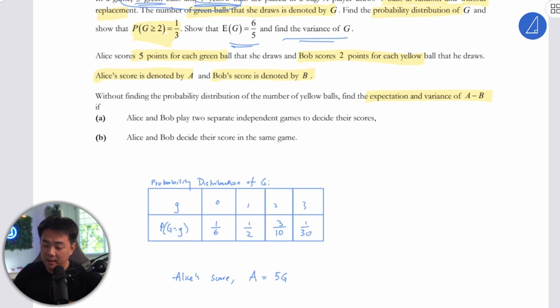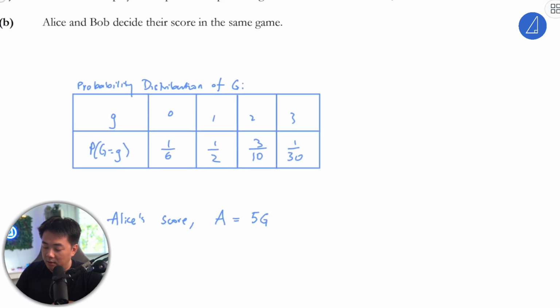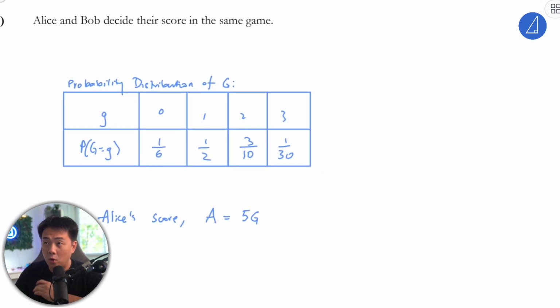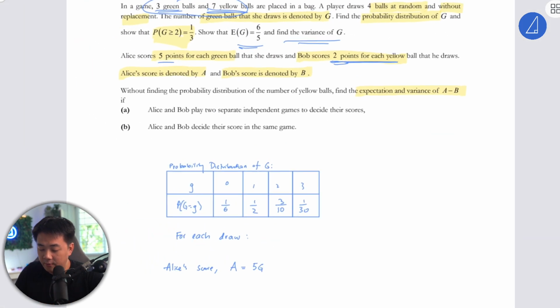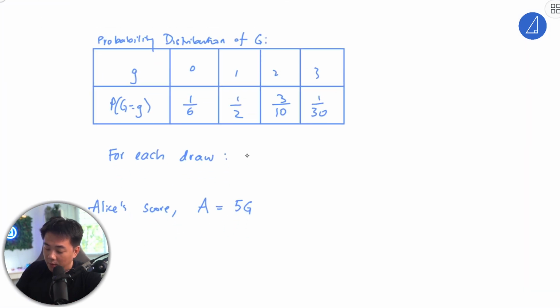Then what we need to understand is that Bob scores 2 points for each yellow ball that he draws. So what is a yellow ball? Yellow balls are what you get every time you draw 4 balls out. You just have to understand that for every draw, because we are not finding the probability distribution of the number of yellow balls, for each draw you have to work with the number of green balls.